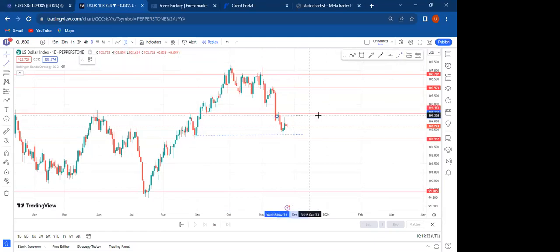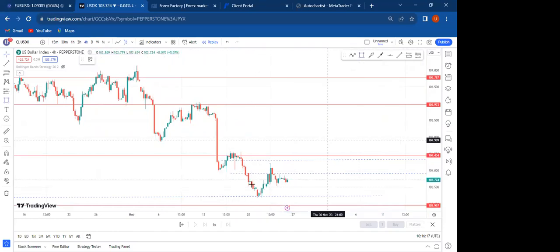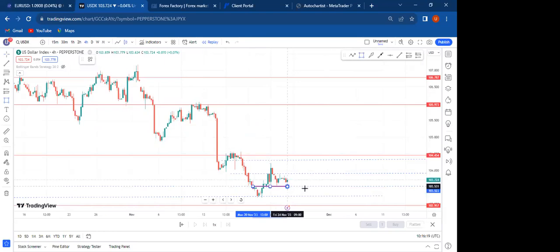Right? This is also another resistance that price closed below. So price closed below here, so definitely we are bearish on dollar. Although we have a demand here. If we look at this zone, this is a breaker. I'm going to mark this out. This is a breaker, right?